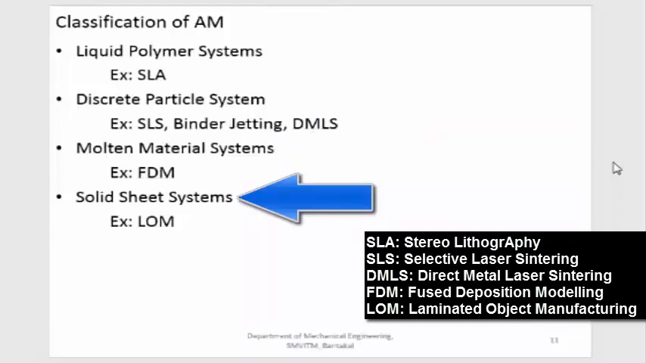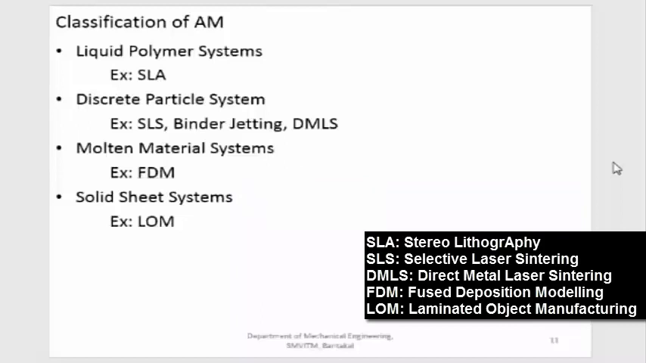The last category is the solid sheet systems. In this case, you have raw material in the form of sheets, maybe paper, plastic, ceramic, or polymer. You join these sheets one layer after another. You cut away the sheet you don't want using a laser, and you build the component. This is more or less like pasting a sticker. On your vehicles, you put a sticker, cutting off wherever it is not required, leaving only the number or the image you want. The same principle applies for the solid sheet systems. The example of this process is LOM, laminated object manufacturing.